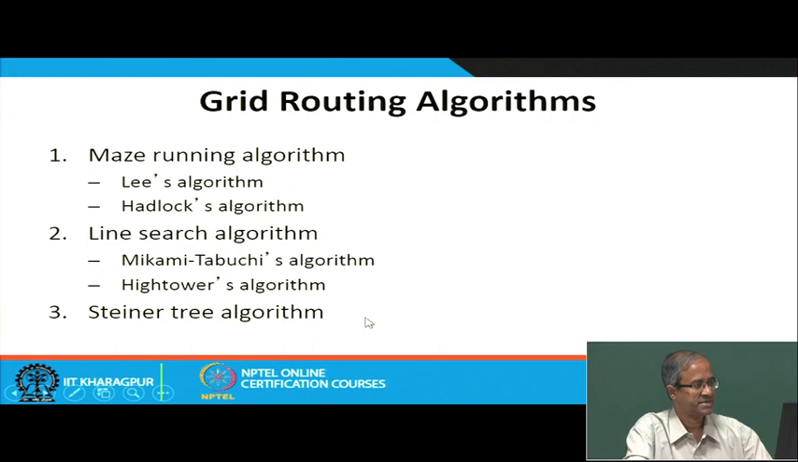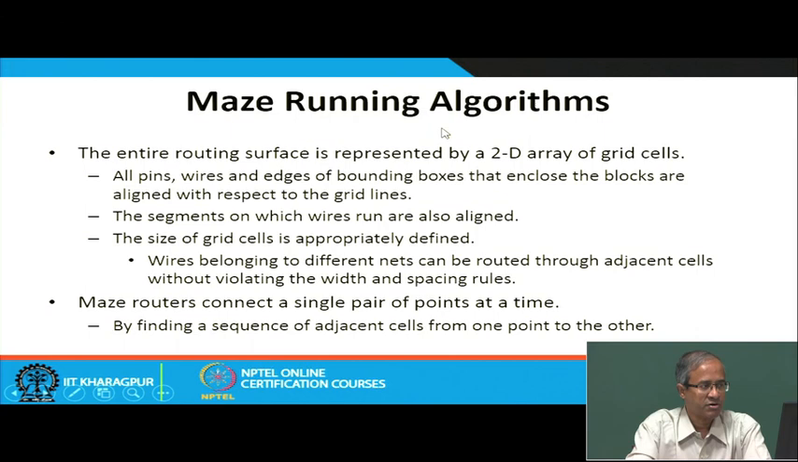Now, starting with the maze routing algorithms, here the entire routing surface is represented by a two-dimensional grid of cells. These things I have already mentioned. You see, here we are assuming that all the pins, all the interconnection wires, and also the obstacles, which are the bounding boxes for the blocks, they are all aligned with respect to the grid lines. Like if we are having a two-dimensional array of grid cells, everything will be aligned to the grid lines, the horizontal and vertical. You cannot place a block so that it is covering half a cell and half a cell is not covered. It is not like that.